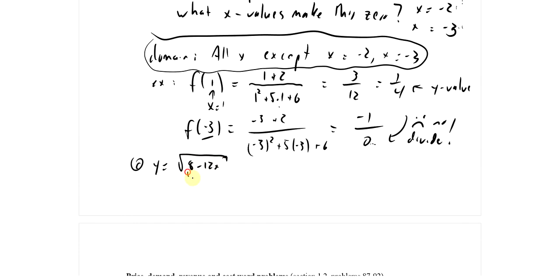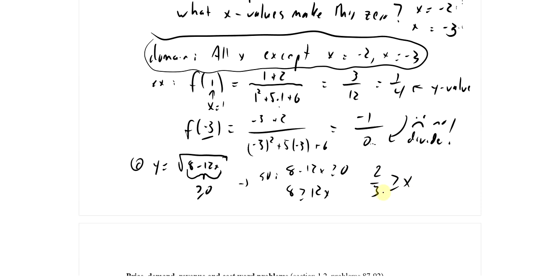What do we need for the thing inside? This has to be greater than or equal to 0. That's a horribly drawn brace. Right? Whatever's inside of the square root has to be greater than or equal to 0. You can't take the square root of a negative number. So I need 8 minus 12x to be greater than or equal to 0. 8 greater than 12x. Or finally, if you divide both sides by 12 and simplify, you get 2/3.